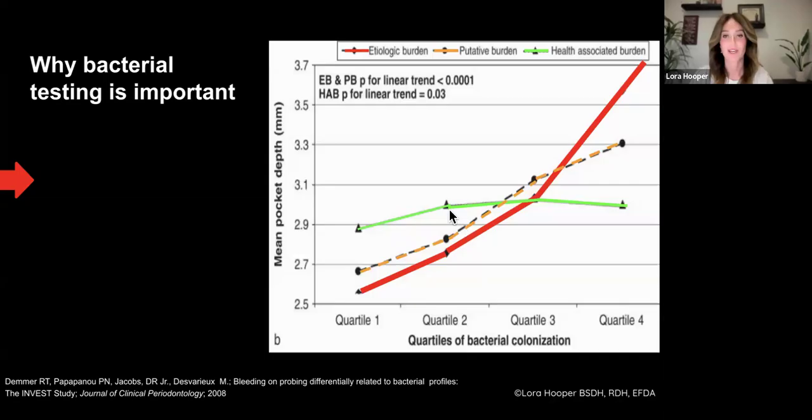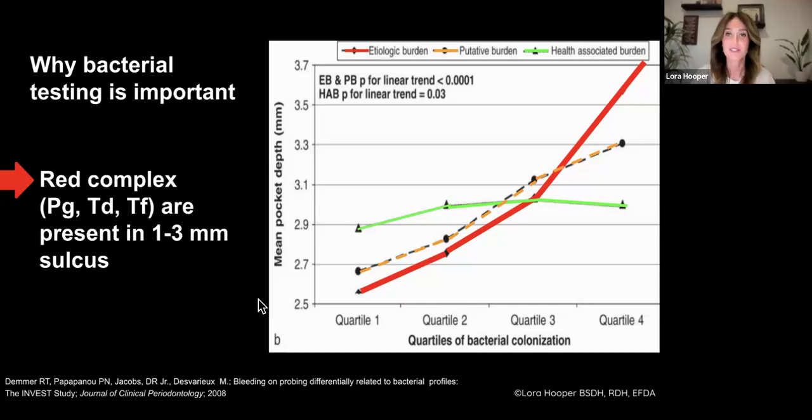In fact, we've known that from our studies going back, and look here, it's from our Journal of Clinical Periodontology of 2008, reminds us why bacterial testing is important is because these red complex bacteria responsible for periodontal disease are there in as little as 1 to 3 millimeter pockets.